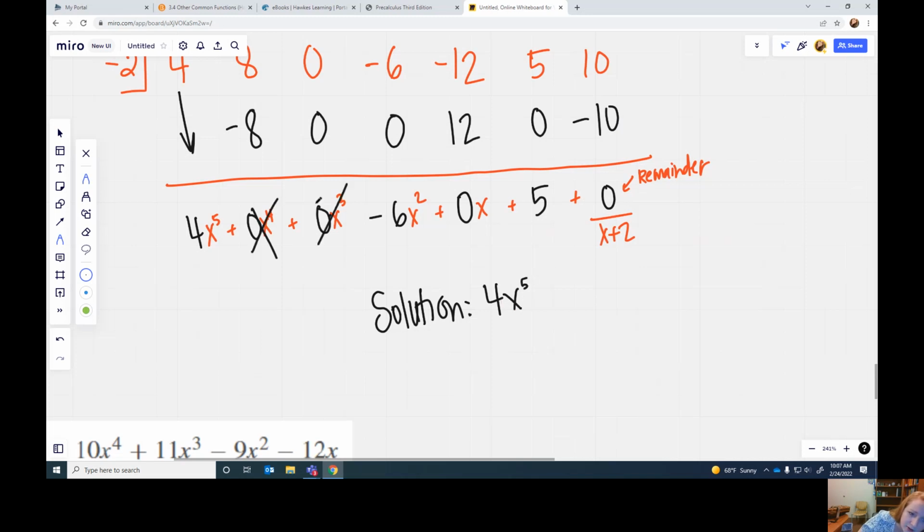That goes away. That goes away. That goes away. That goes away. All right, so 4x to the 5th minus 6x squared plus 5. Done.